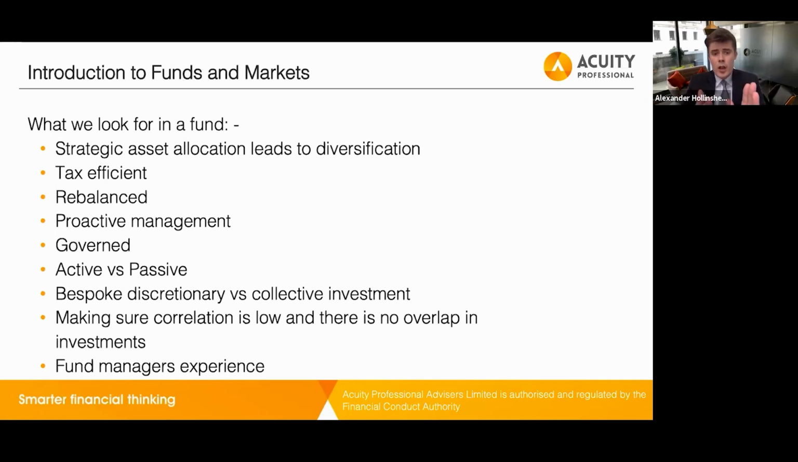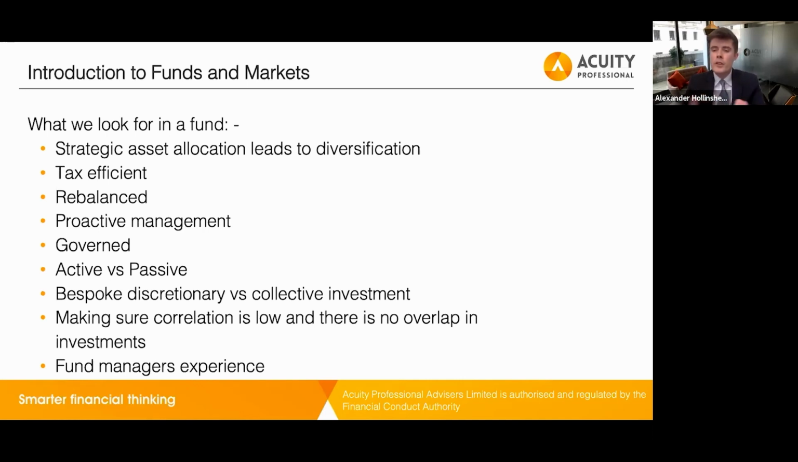Now, there's a lot of talk about active versus passive. This is, again, something that goes beyond the scope of what we're talking about in this particular session, but it is something that I'm very happy to sit down and talk to anyone about. I'm sure there are people out there who perhaps already have a pension, and they'll see this word active or passive and they'll think, what is that? I need to know more about that. And that's absolutely fine. We can sit down and talk about that.